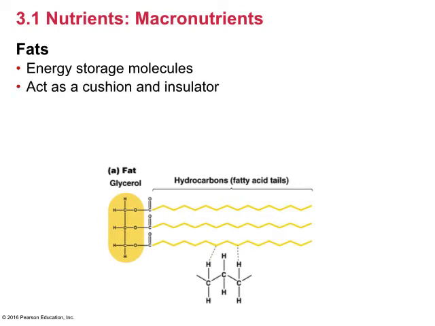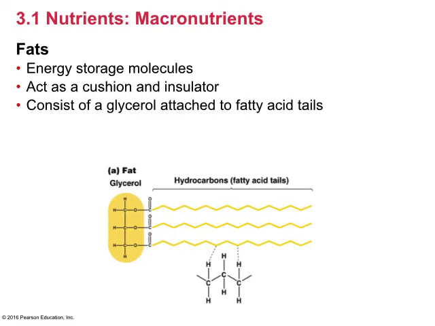And also, fats act as a cushion. So in your brain, you have fat that surrounds your brain that cushions it, and it's an insulator, so it keeps you warm if it's too cold outside. And like we mentioned, it consists of a glycerol head, they're in yellow, attached to 3 fatty acid tails. And fatty acids are just hydrocarbons, chains of carbon that are bound to hydrogens.